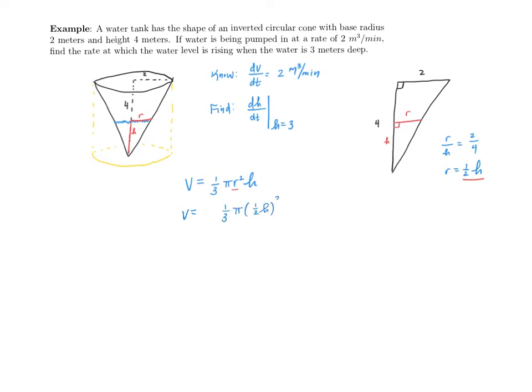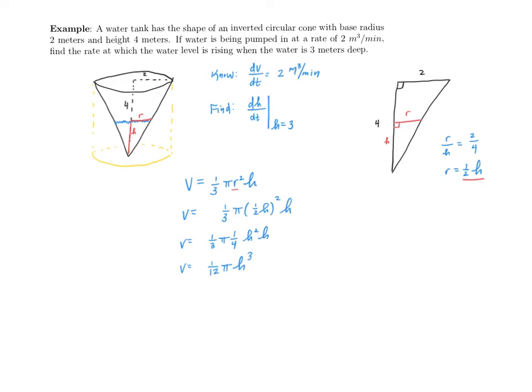So in this case, rewriting, we have the volume is equal to 1/3 pi times R, which is 1/2 H squared, times H. So this would be 1/3 pi times 1/4 H squared times H, or the volume is 1/12 pi times H cubed. And we are now in that ideal scenario. The two quantities we want to work with, V and H, we have an equation relating them.